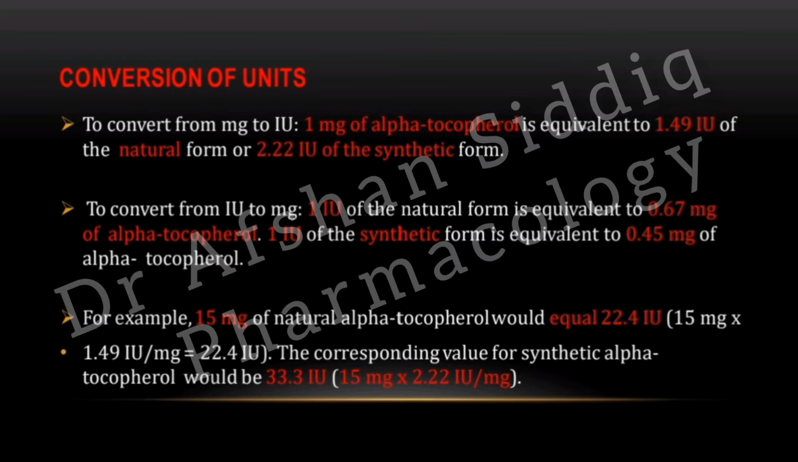If we convert international units into milligrams, then 1 international unit of natural form is equal to 0.67 milligram, while 1 international unit of synthetic form is equal to 0.45 milligram of alpha tocopherol. Now if I give you any equation related to the conversion, you can convert and determine the international unit amount or milligram amount.